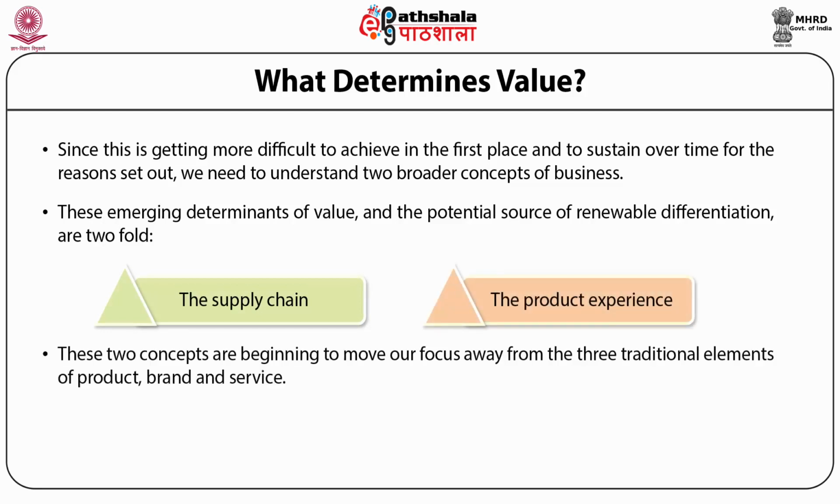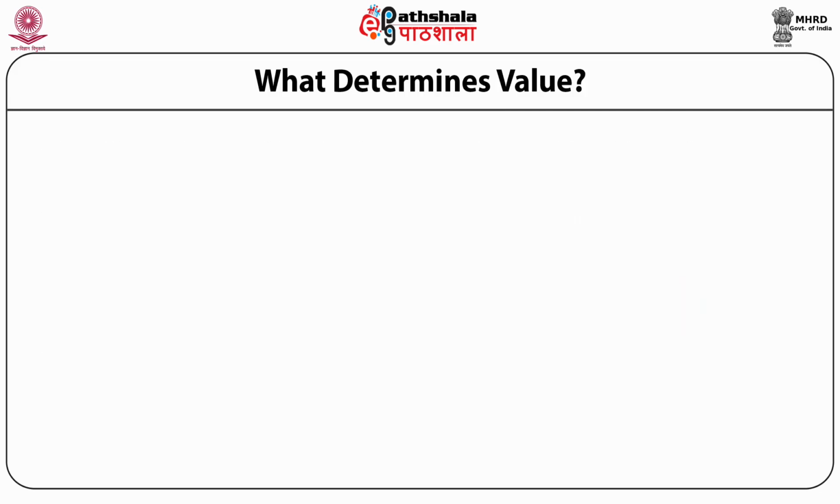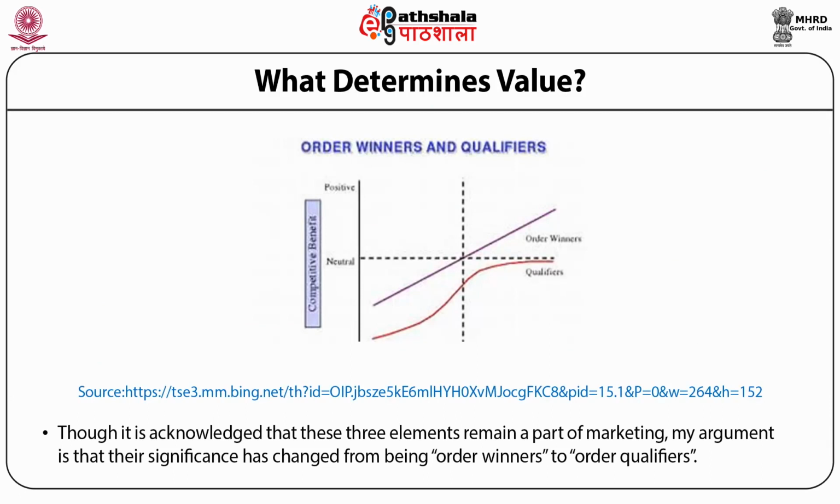These two concepts are beginning to move our focus away from the three traditional elements, that is, product, brand, and service. Though it is acknowledged that these three elements remain a part of marketing, the argument is that there is a significant change from being order winners to order qualifiers.